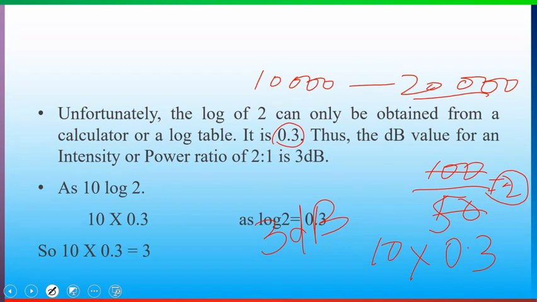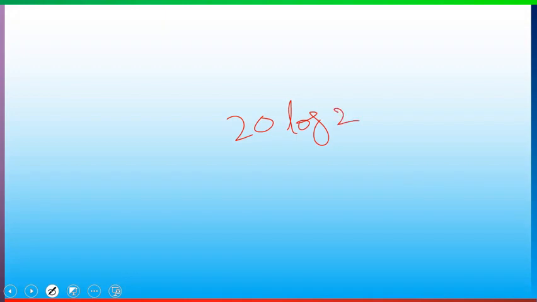So any change which occurs by a factor of 2 will be equal to 3 decibel in intensity and power. But if we are using it for amplitude and voltage, then what will happen? We are using the 20 log equation for amplitude and voltage. So you can see 20 log of ratio, and the ratio is calculated, which is 2, and the log of 2 is 0.3.